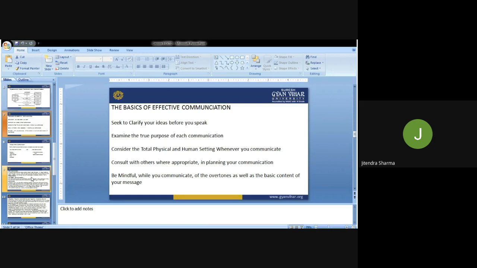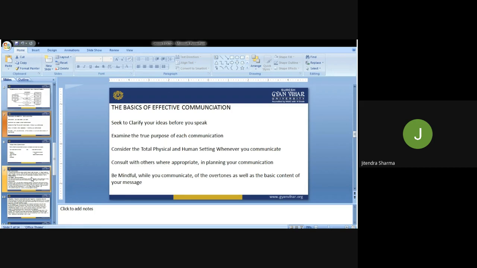Be mindful while you communicate of your terms as well as the basic content of your message. That is very much important. You have to focus that you are in the same line and same manner, and that body language is like that. So these are all important things which have a direct impact on the effectiveness of communication. All these five things we have to keep in mind while we are communicating, while we are dealing with the people in the system.